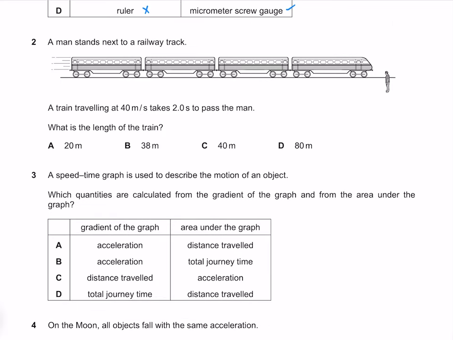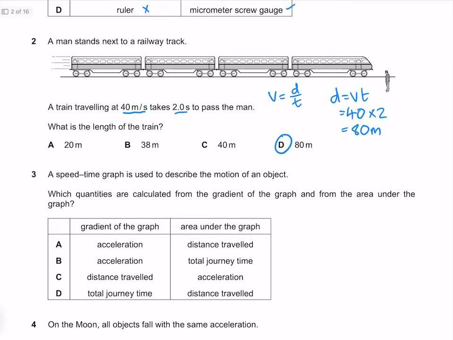A man stands next to a railway track. A train travelling at 40 meters per second takes 2 seconds to pass the man. What is the length of the train? We know that velocity is distance over time, so distance is equal to velocity times time. Our velocity is 40, our time is 2, which gives us 80 meters. So our answer is D.